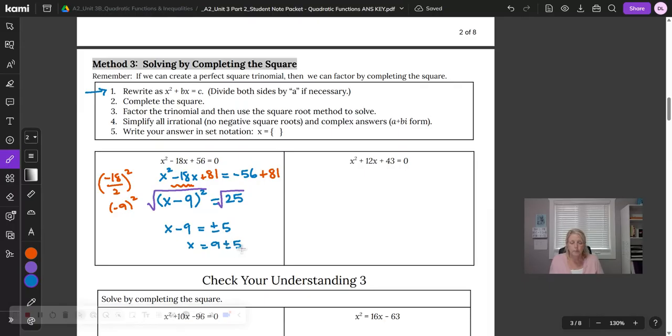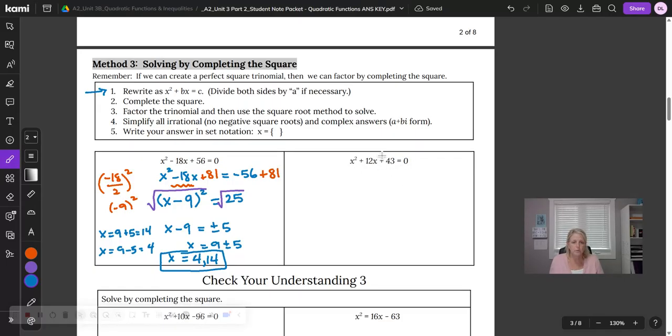Now because we don't have any variables here, we need to simplify these, okay? So we know that x equals 9 plus 5, which is 14, and x equals 9 minus 5, which equals 4. So our solution would be x equals 4 or 14. So we would expect this graph to cross the x-axis twice. Okay. Example 2, same steps as before.